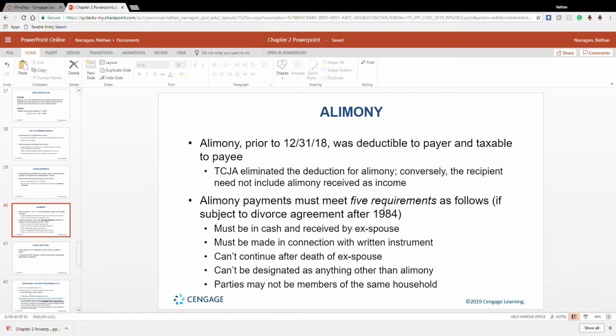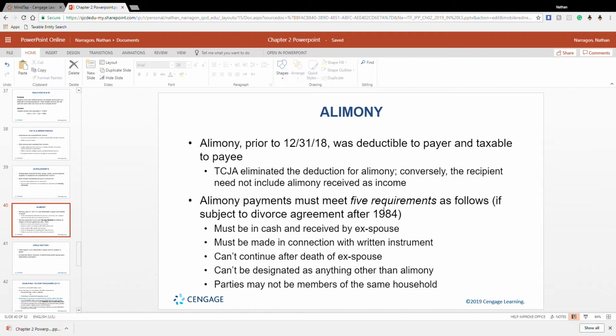So, alimony. Alimony is one that's going away. Yay, the TCJA that came out in 2017 is basically eliminating a lot of alimony. Alimony prior to December 31st was deductible to the payer and taxable to the payee. Now it's not. It's gone. So we eliminated the deduction for alimony. Conversely, the recipient need not include alimony received as income. From now on, alimony's gone.